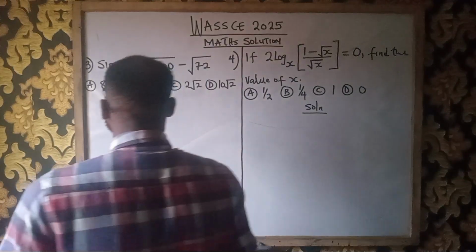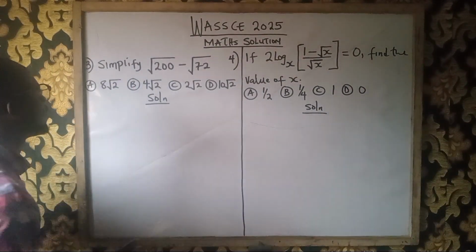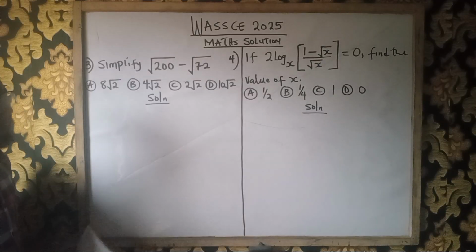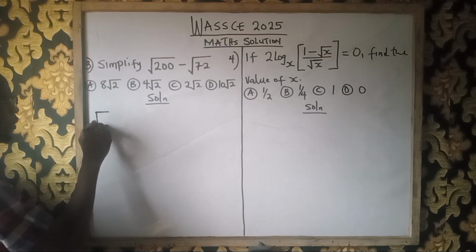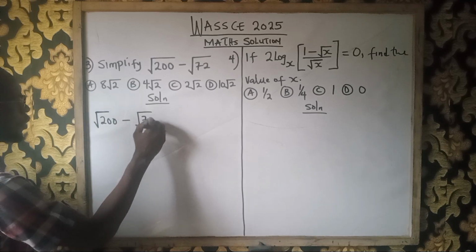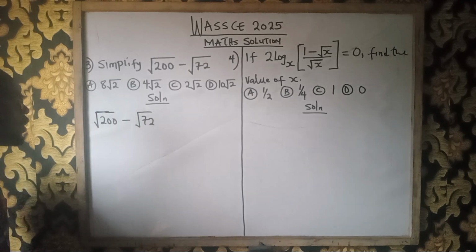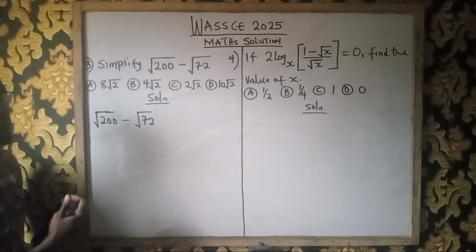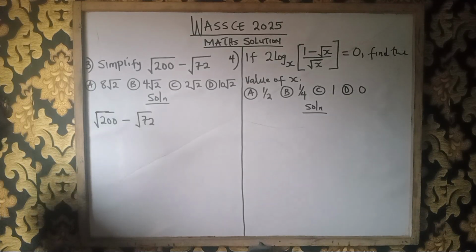Alright, so the first problem here is to simplify square root of 200 minus square root of 72. Now this is basically surds. So they want us to express these numbers in surd form. Now, how do we achieve that?